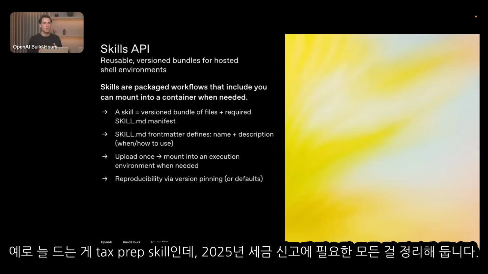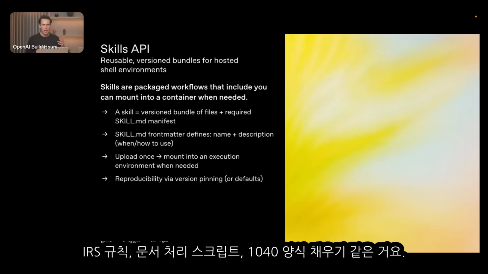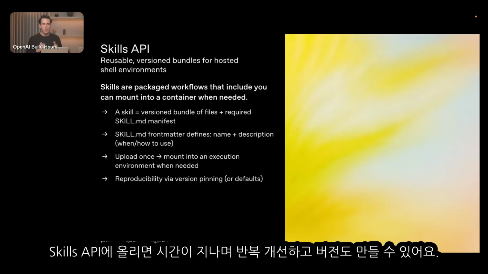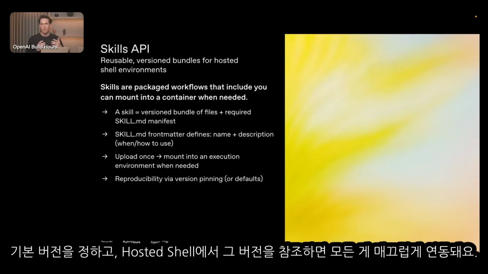The example I always use is maybe you have a tax prep skill that defines, okay, here's all the things that I need to know as an agent in order to do somebody's taxes for tax year 2025. It has all the IRS rules and maybe some scripts to process documents and fill in a 1040, something like that. With the skills API now, you could upload that. You can iterate on it over time and create versions. You can set a default version and then reference those versions with the hosted shell. And all that stuff works together super seamlessly.